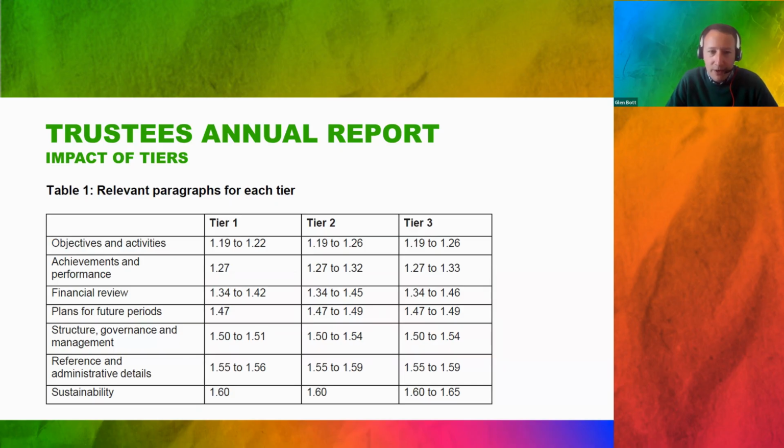The only other one to pick out on here is plans for future periods. That used to be a requirement for what the old SORP classed as large charities, which was any charities with more than 500k of income. If you were below that, you didn't need to include plans for future periods. Now that is a requirement for tier 1. So if you are in that smaller category, that should be a new heading for you this year if you didn't voluntarily disclose it in previous years.